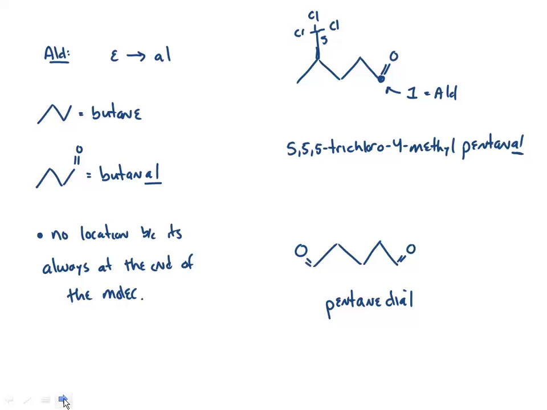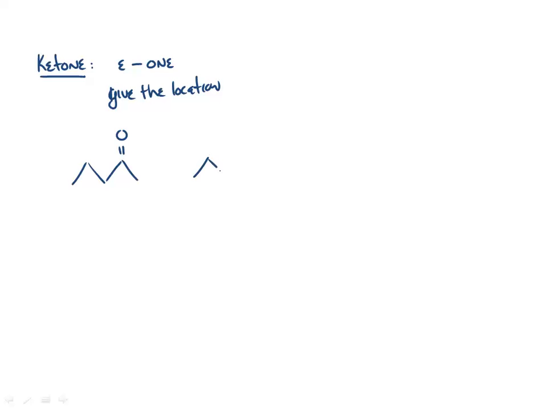Okay, so for ketones, they're not much harder. Here we change the E to an -one, and we have to remember to give the location, because it can be in more than one spot. For instance, if I have, say, a 5-carbon chain, there's 2 different spots it can be on. I can have 2-pentanone versus 3-pentanone.